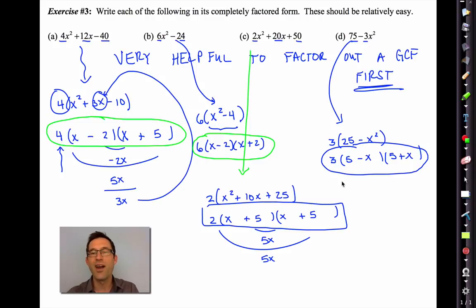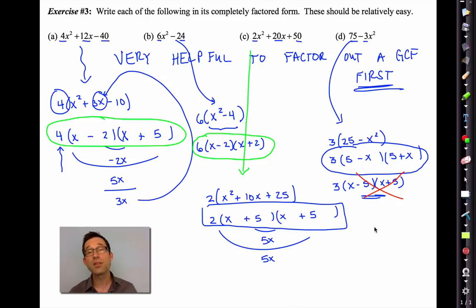Make sure you do not have the following. This would be incorrect. Lots of students always want to put the variable first, but that actually wouldn't check. If you multiplied it all out, you wouldn't get 75 minus 3x squared. You'd get 3x squared minus 75. Subtraction is not commutative, so that wouldn't be correct.